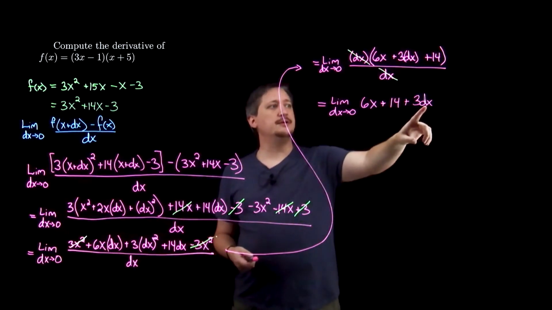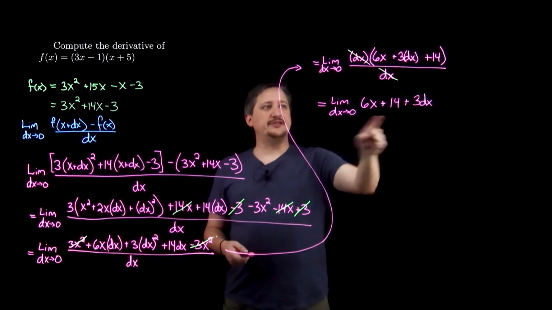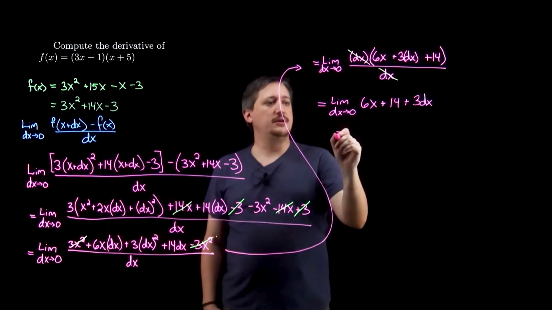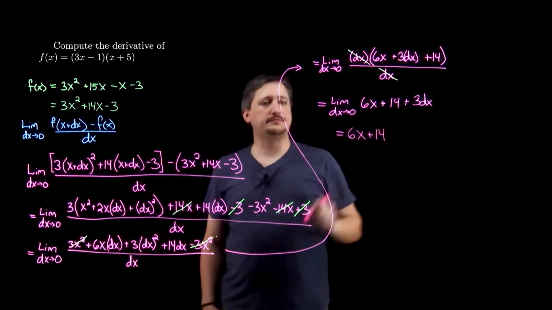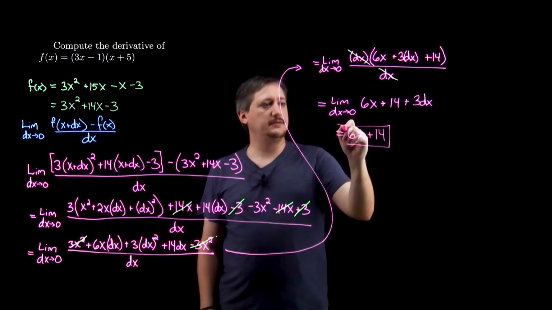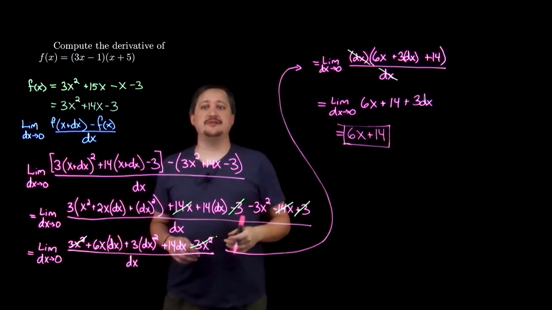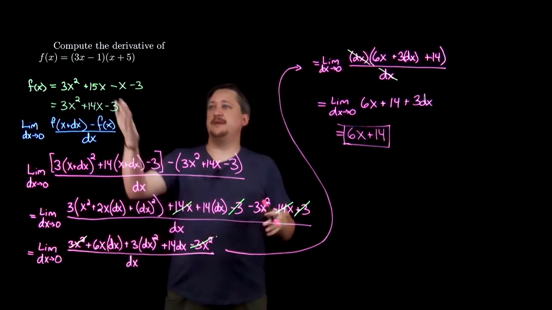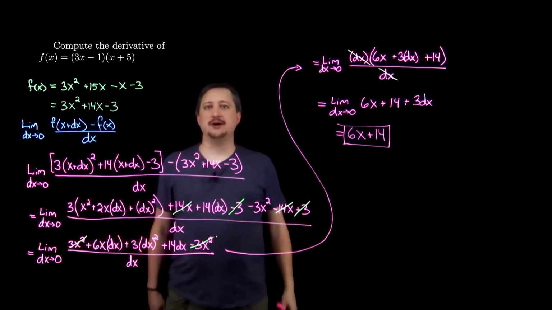If I plug in 0, I'm going to get 3 times 0, that's going to go away, but these are going to stay exactly the same. So I'm going to get 6x plus 14. And this is indeed my answer. So this is the derivative of my function at some generic point x, which again was my goal. So there we go, that's that.